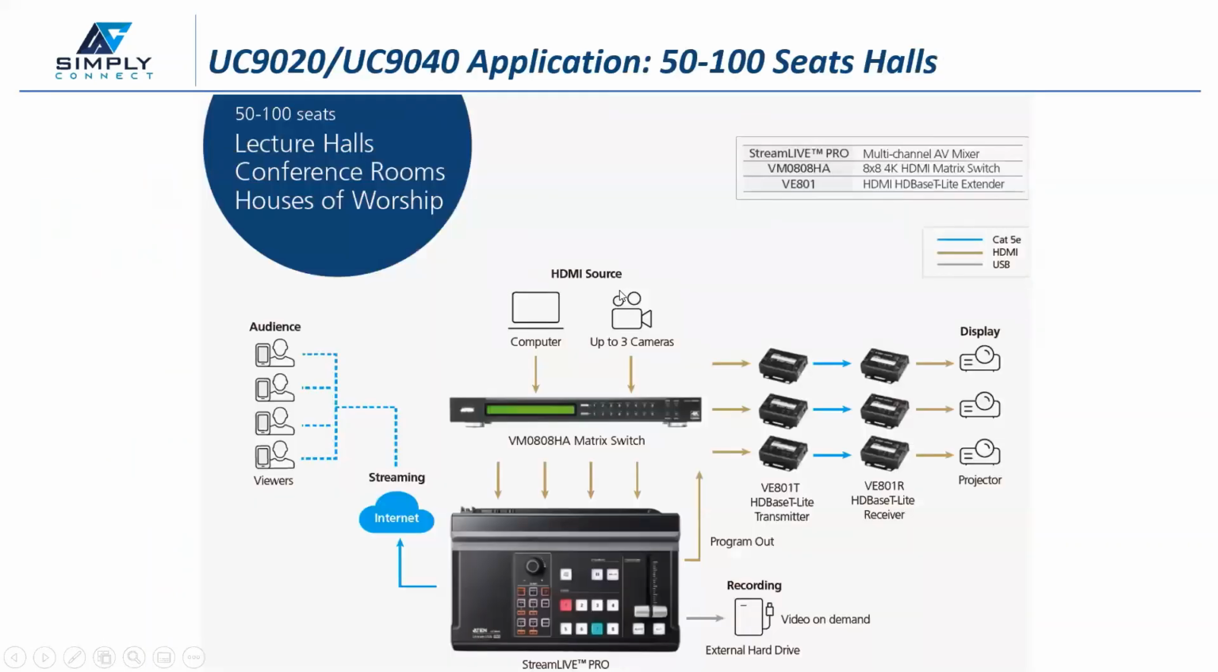Okay. Yeah. So we also have an application that is a mixture of traditional AV and streaming out. This is where you have multiple sources in. You want to show on different displays locally, and at the same time stream out as well. So mainly the UC9040 is used for mixing and streaming. For this kind of scenario, you can use the UC9020 or UC9040.